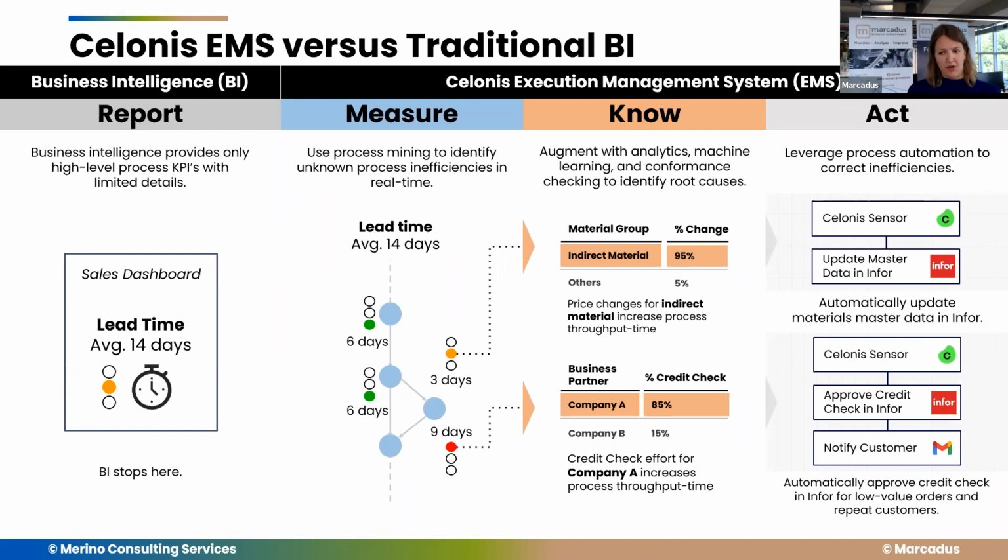Once we know what is going on and we want to solve this, we can rely on actions. In this case, we want to automate some of the jobs coming from this. So for the first one, we're saying, all right, once Celonis is triggered that this case is happening, we want to automatically update the master data in Infor to change the price when it's under certain logic. Or for the second case, we're saying, all right, for certain low value orders or certain customers which we have a really high dependency on and a good relation, we want to automatically approve them and be notified through email.